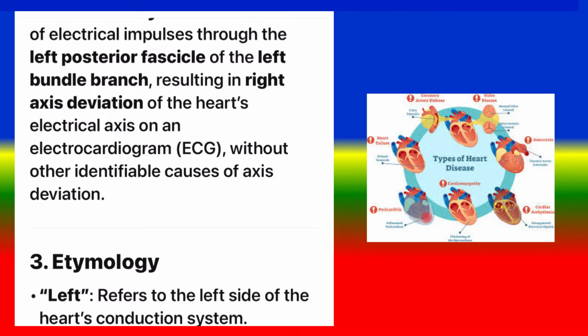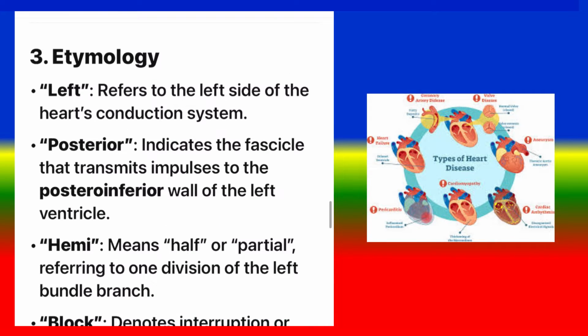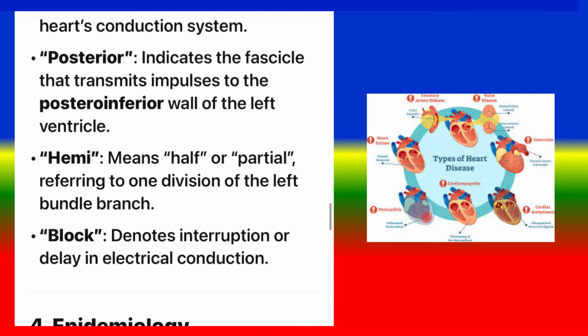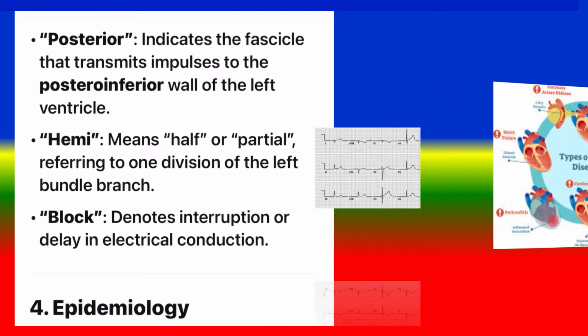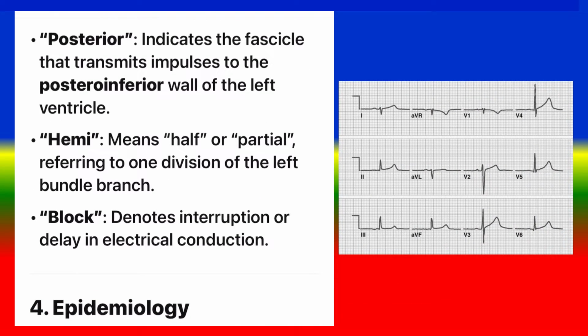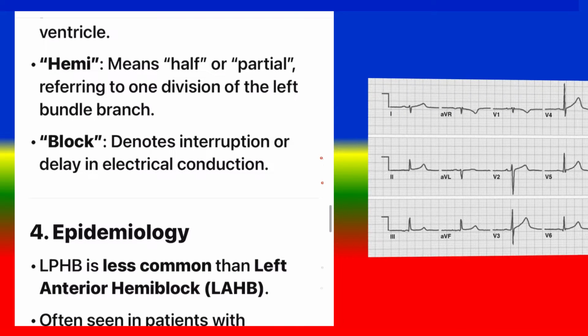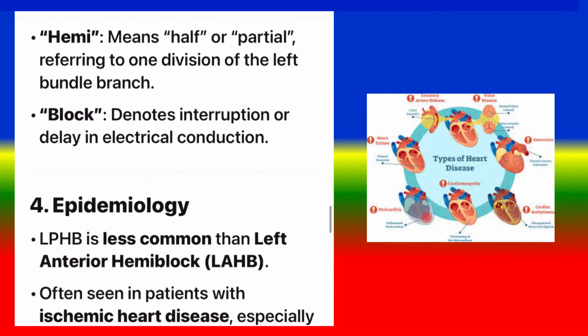3. Etymology. Left refers to the left side of the heart's conduction system. Posterior indicates the fascicle that transmits impulses to the posterior-inferior wall of the left ventricle. Hemi means half or partial, referring to one division of the left bundle branch. Block denotes interruption or delay in electrical conduction.